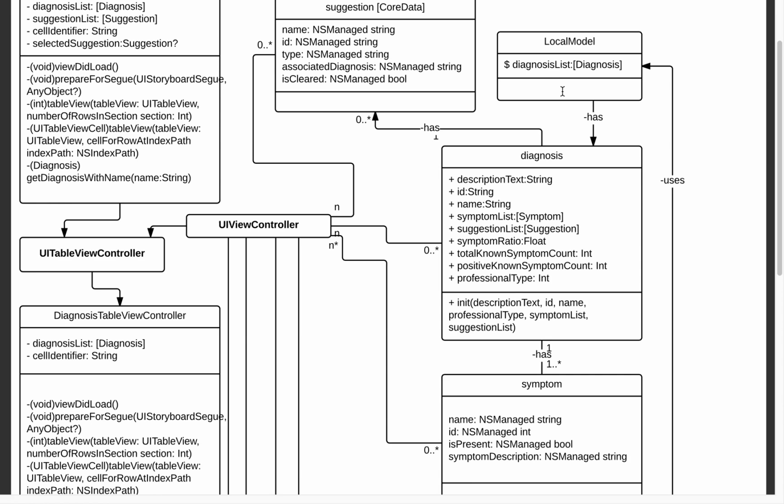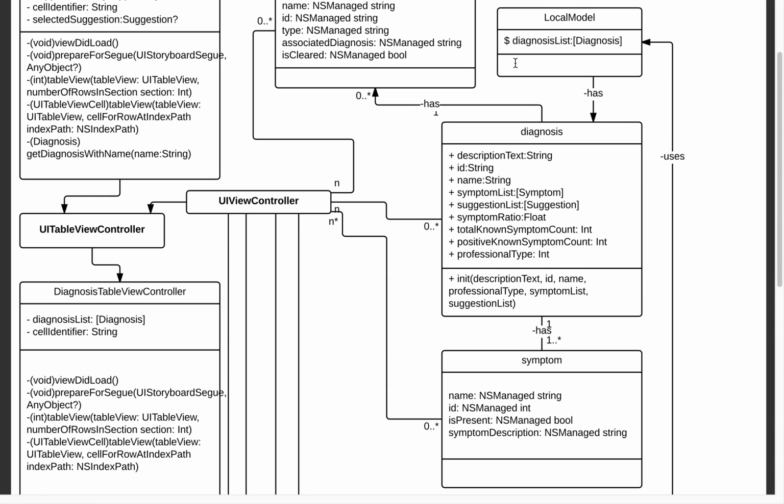So that's the data model, but we also have a local model class where we keep the state of the application, which is a list of diagnoses that has been checked for basically what symptoms, what's the likelihood, and what suggestions do we still have for them. This is a static diagnosis list that is globally used among screens.